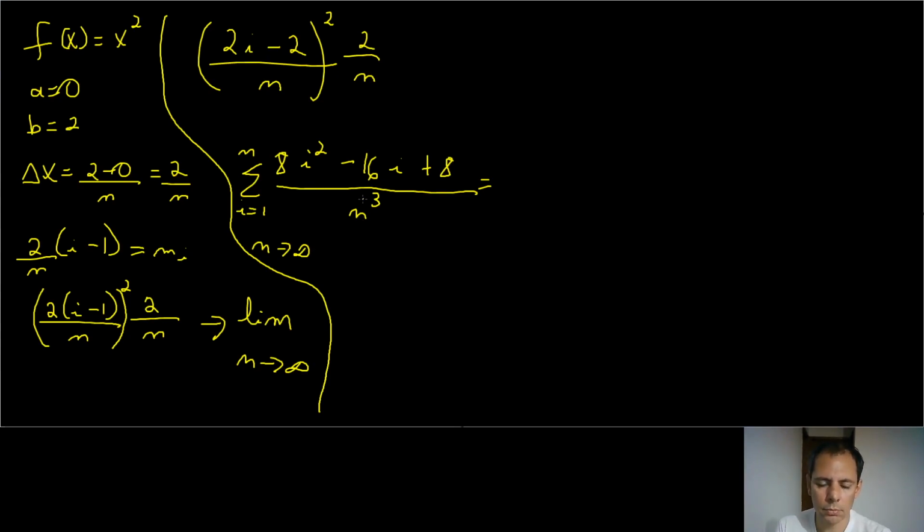What is multiplying everything in here? You have 8, 16, and 8. You can factor out the 8, and you can factor out this n cubed, because you see, n does not depend on i. It's i that depends on n. n doesn't depend on i, so n is a constant. So we can get n divided by n cubed out of the summation. We're factoring it out. Okay, so it's going to be i squared minus 2i plus 1.